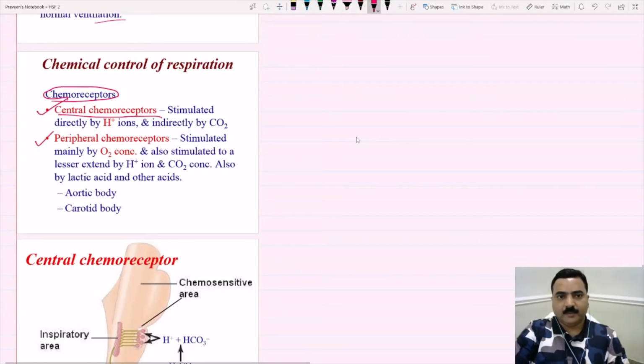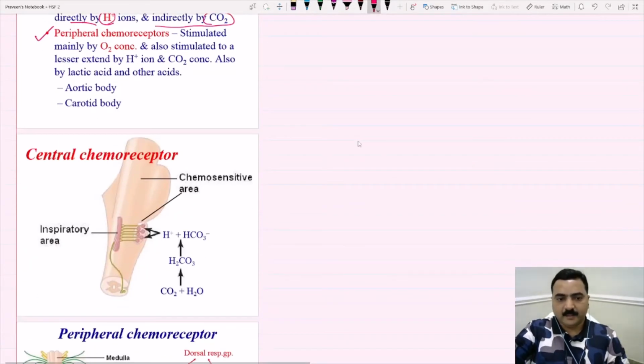Central chemoreceptors are stimulated directly by hydrogen ions and indirectly by carbon dioxide. There is a blood-brain barrier here, so hydrogen ions cannot go directly from the blood to the chemosensitive area. Instead, carbon dioxide comes over here. The carbon dioxide reacts with water in the presence of the carbonic anhydrase enzyme and forms H plus. The H plus then stimulates the central chemosensitive area, the central chemoreceptor areas.